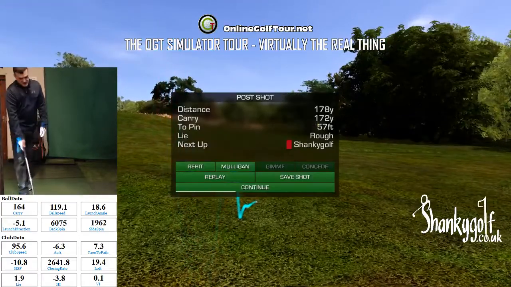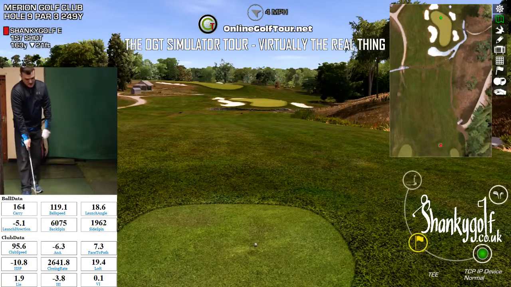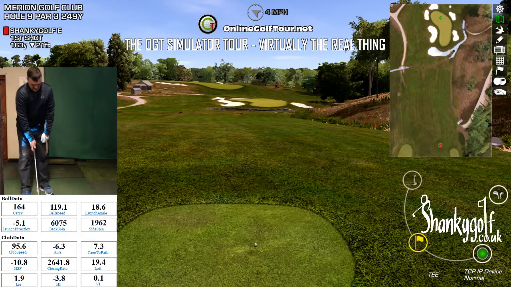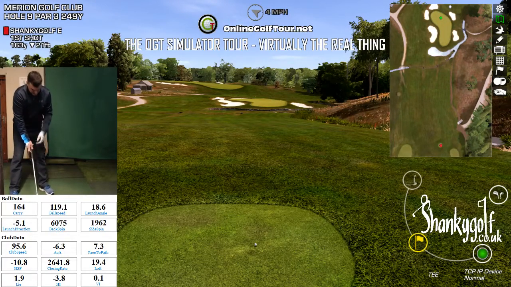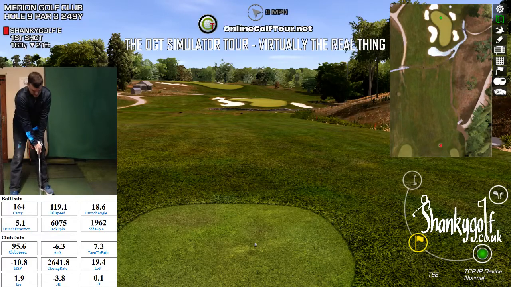So aim the club where you want it to start. This is back to your draws and fades. Aim the club face where you want it to start. So that. Aim the feet for a fade further left than that. Feet, knees, hips and shoulders all further left of that. Grip the club in relation to your body. That's really important. So grip it in relation to your body, not the club. So again, the club face is open. And then swing along the line of your body.